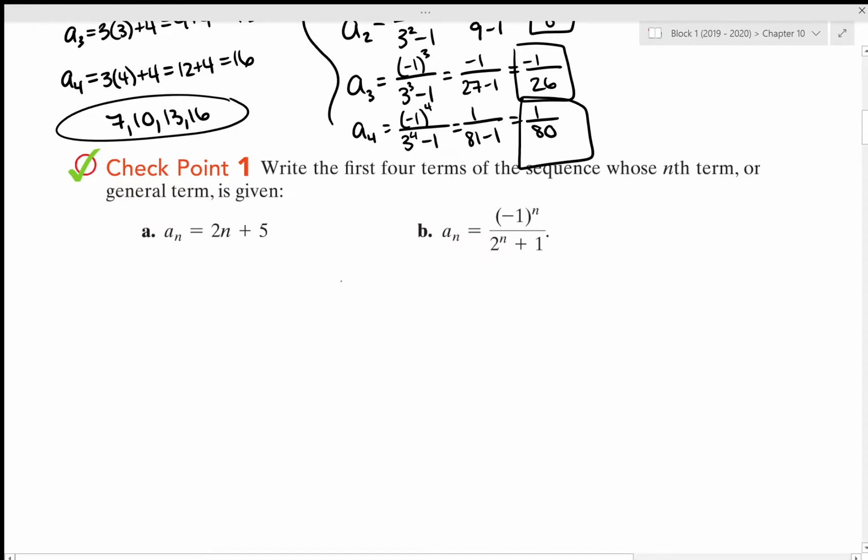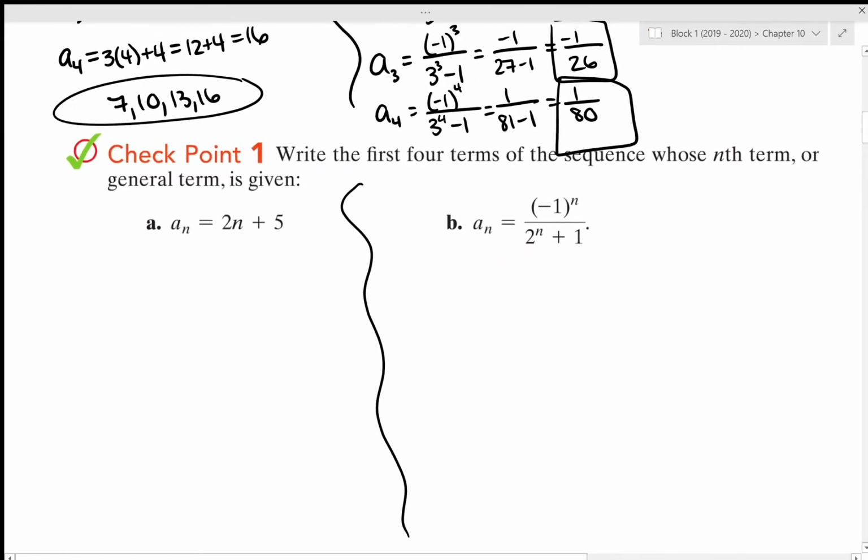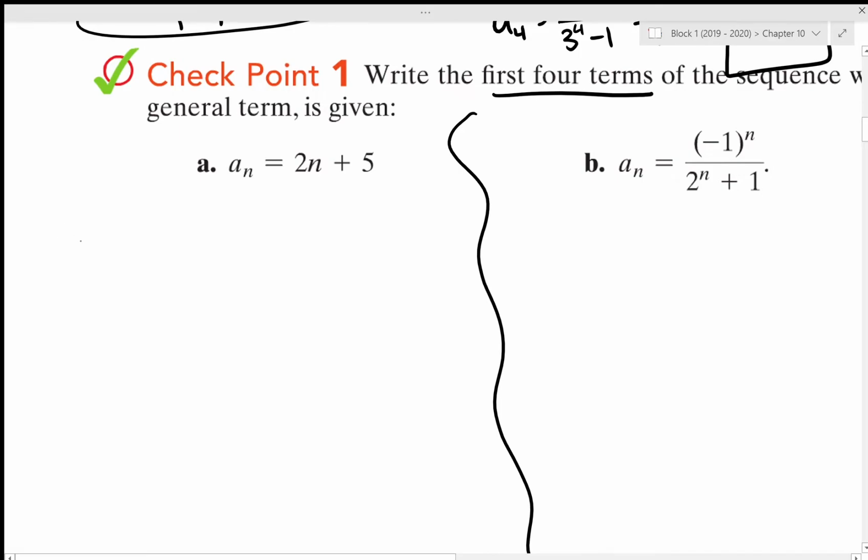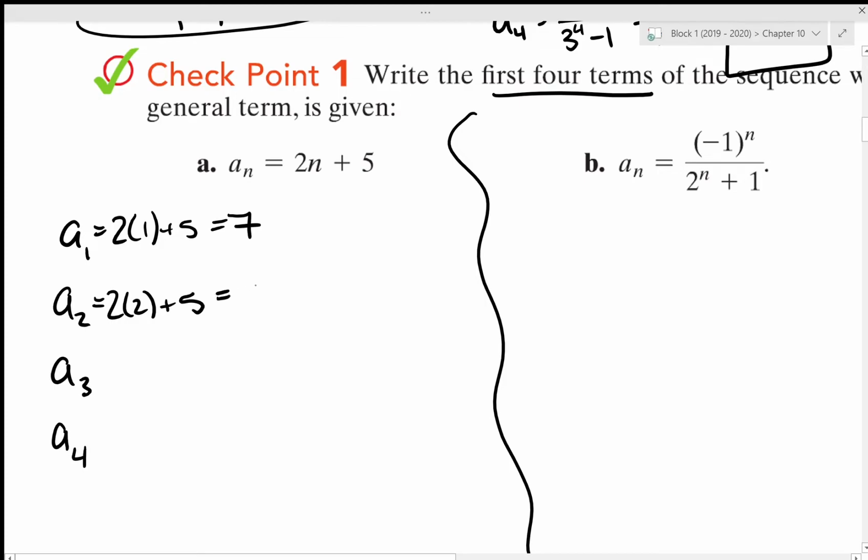Okay, so checkpoint 1. We want to find the first 4 terms from the general term a of n. So a of 1 is 2 times 1 plus 5. 2 times 1 is 2, plus 5 is 7. A of 2 is 2 times 2 plus 5, which is 4 plus 5, 9. 2 times 3 plus 5. 2 times 3 is 6, plus 5 is 11. And 2 times 4 plus 5. So 2 times 4 is 8, plus 5 is 13.